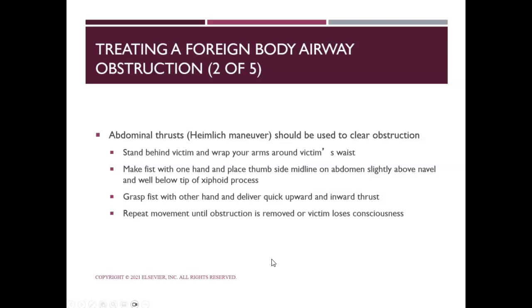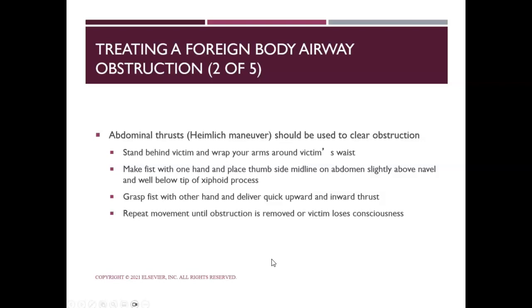So how do you do the Heimlich maneuver? You're going to stand behind the patient, wrap your arms around the patient's waist, make a fist, and place the thumb midline on the abdomen, slightly above the belly button but below the xiphoid process, which is the bottom of your sternum. Grasp the fist with the other hand and deliver a quick upward and inward thrust. So you're going in and up, up and in at the same time.